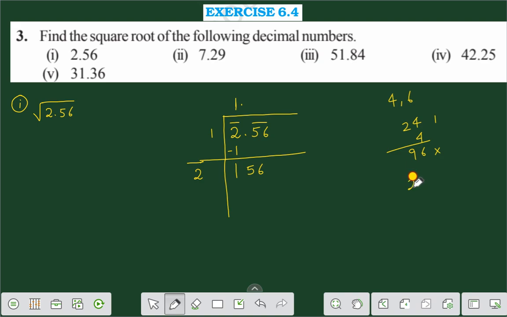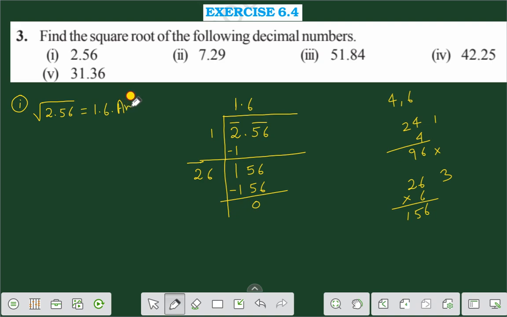That is 26 with 6. 6 6 is 36. 6 2 is 12 plus 3 is 15. So 156. Therefore, it will be 6. Put 6 here, and we also put 6 here. That is 156, and the remainder you find here is 0. Therefore, the square root of 2.56 is equal to 1.6, and that is the answer.